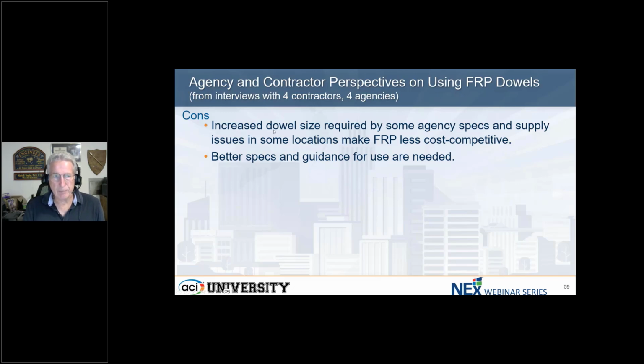On the negative side, everyone's using bigger dowel bars for the most part. Increased dowel size makes them less cost competitive. And there were some supply issues with FRP noted in Quebec in particular. And everyone noted that there was a need for better guidance and better specifications. They want to use them, but they don't know how to use them. And that was the reason for this research that was done here and this publication that ACI is going to put out.